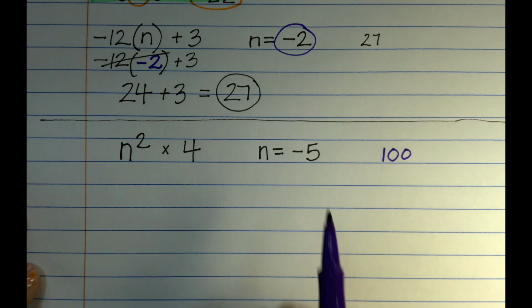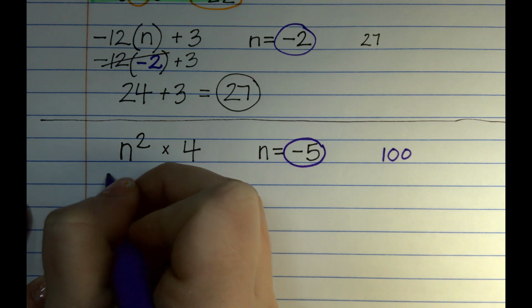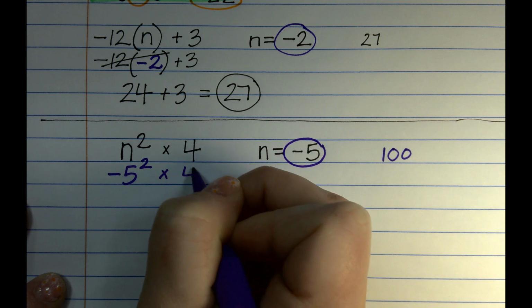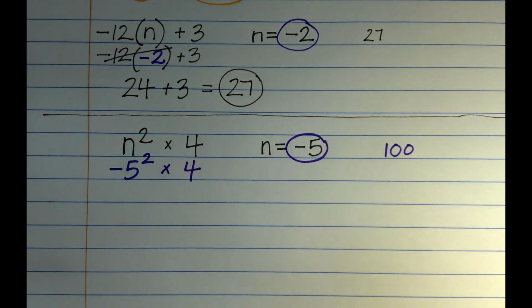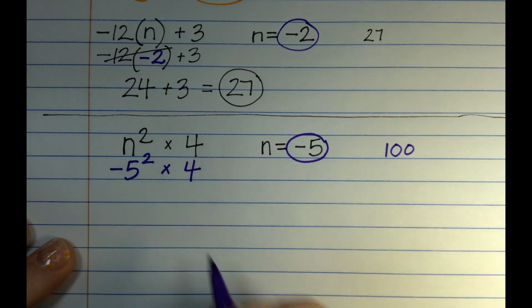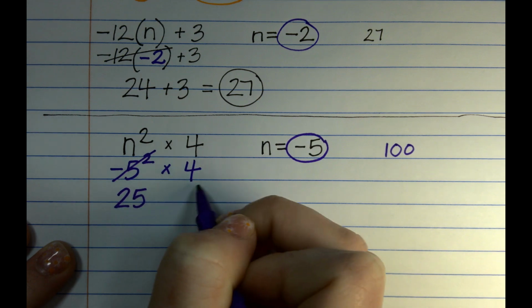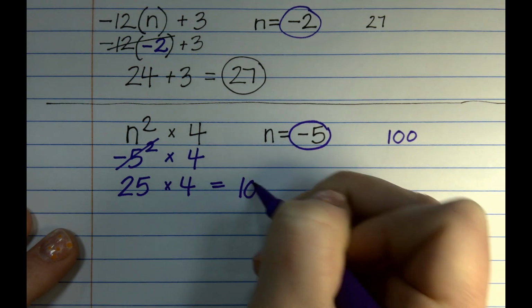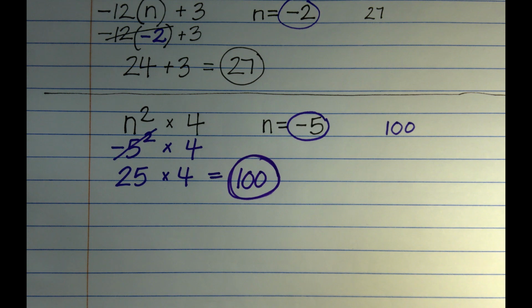Let's check that. So I'm going to take my -5 and replace it with n. -5 squared times 4. So -5 squared just means -5 times -5, which is what? 25. That's positive 25. We still need to do times 4, which is 100. Good. That's amazing, guys. Perfect. Okay. Very, very good.